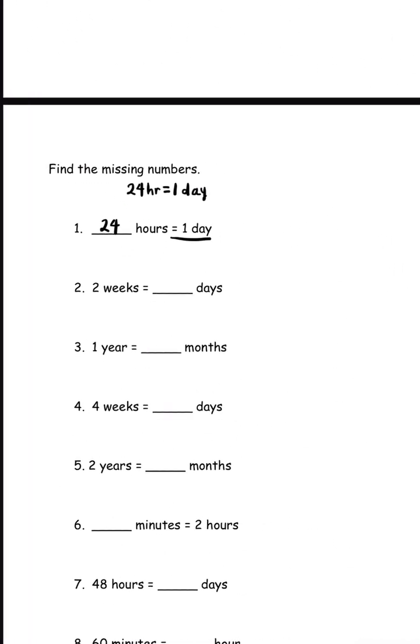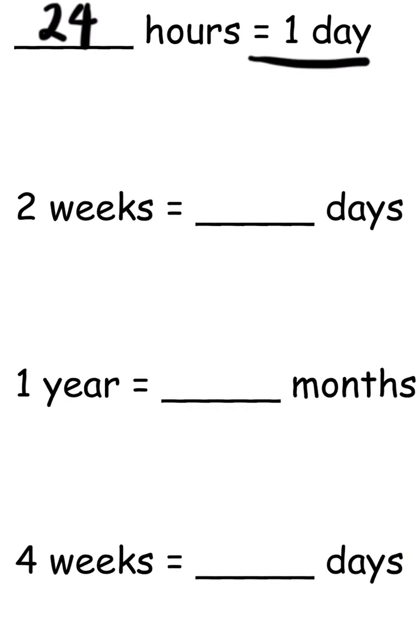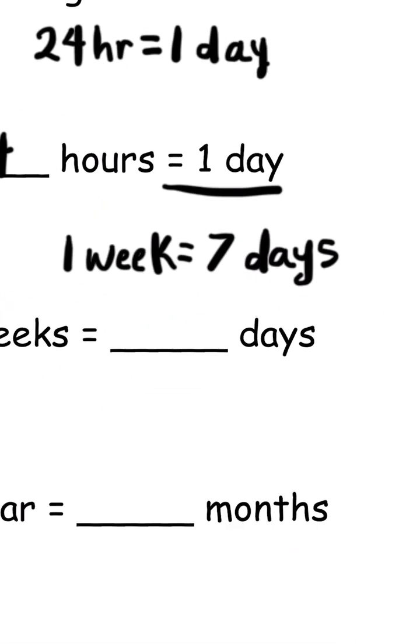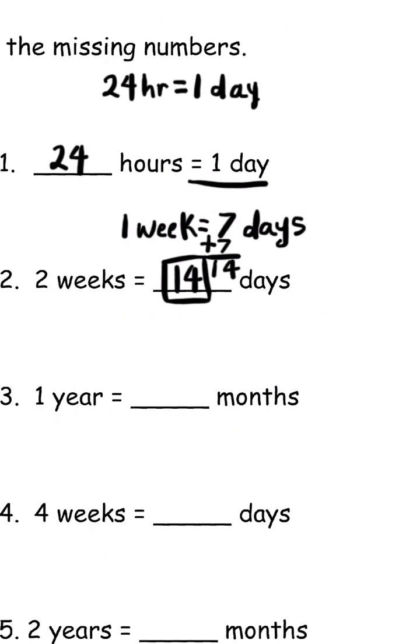And let's look at number 2. So for number 2, it says 2 weeks equals blank days. So each week contains, 1 week has 7 days. So if you have 2 weeks, then we would have to add 7 more days. So 7 plus 7 is 14. So 14 days is the answer for number 2.